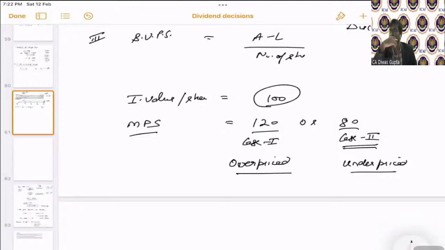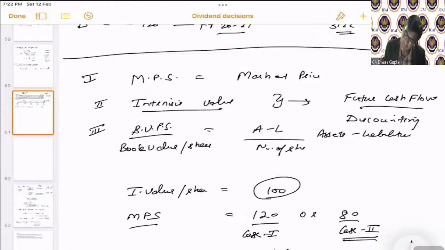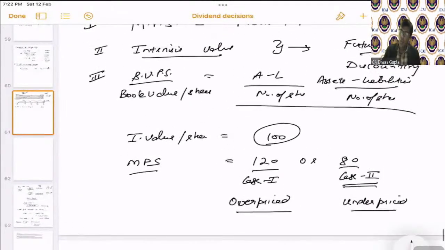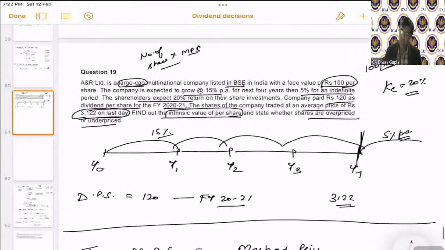Sandeep is asking what the third point is. The third point is book value per share, which is assets minus liabilities divided by number of shares. Right, students? So this is the concept of overpriced or underpriced, the market price per share compared to the intrinsic value. Now, this is the context of the question.